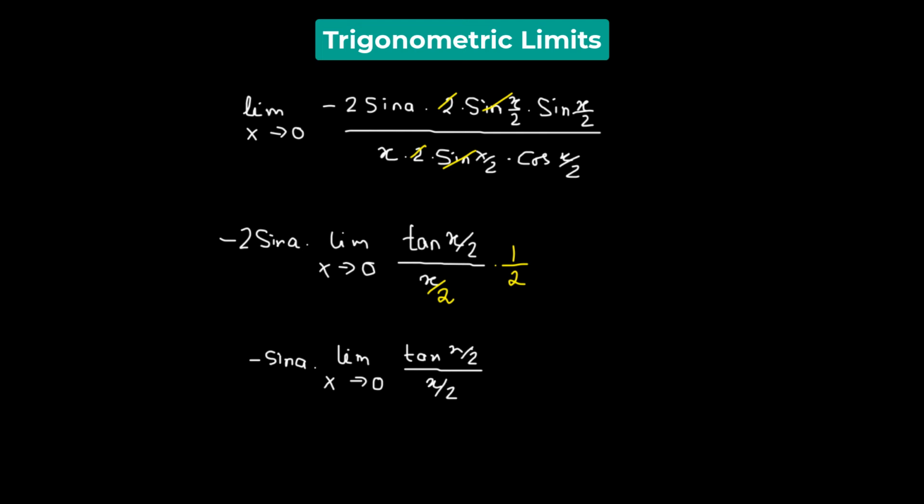So this is by definition: limit x tending to 0 of tangent of x over 2 over x over 2. We're going to use the definition that tangent of x over x is equal to 1. So we have negative sine a times 1, which is negative sine a. So this is the limiting value of the given function when x approaches 0.